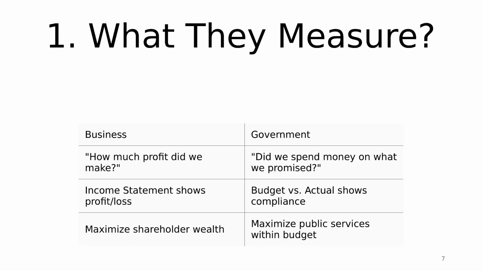Let's start with what businesses and governments actually measure. For a business, the main question is, how much profit did we make? Their financial statements focus on showing profit or loss, and the ultimate goal is maximizing shareholder wealth. In contrast, government accounting asks, did we spend money on what we promised? Instead of focusing on profit, governments track whether they followed the budget and delivered public services as planned. Their reports show if funds were used as intended, making accountability to the public their top priority.